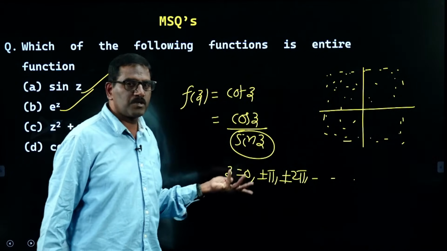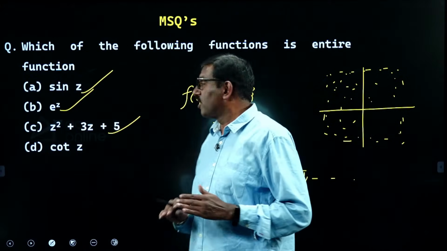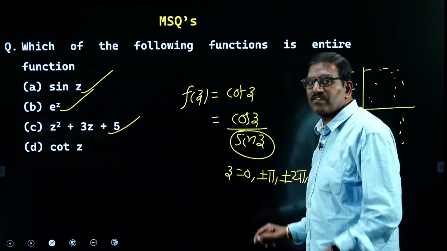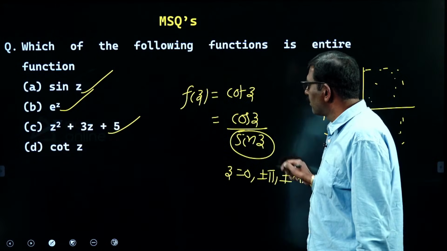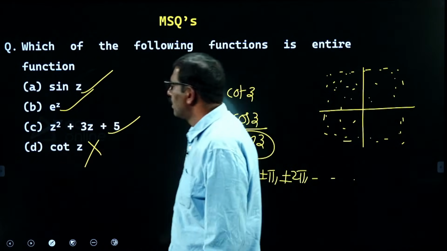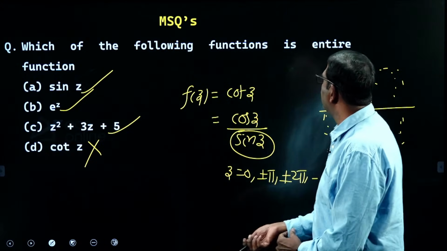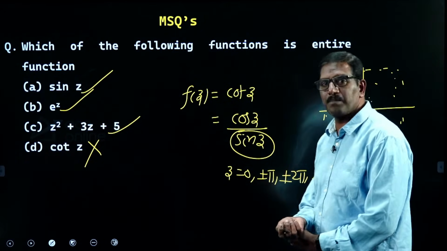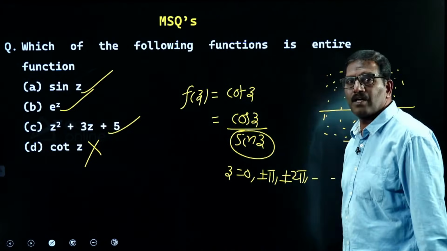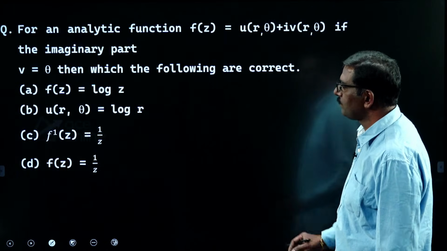So, the function fails to be analytic at these singular points. How can you say it is entire? If it is entire, it means analytic everywhere. But clearly you observe singular points where analyticity fails, so it is not an entire function. Clear? So, the entire functions are options A, B, C. Understood? Now, coming to the next one.